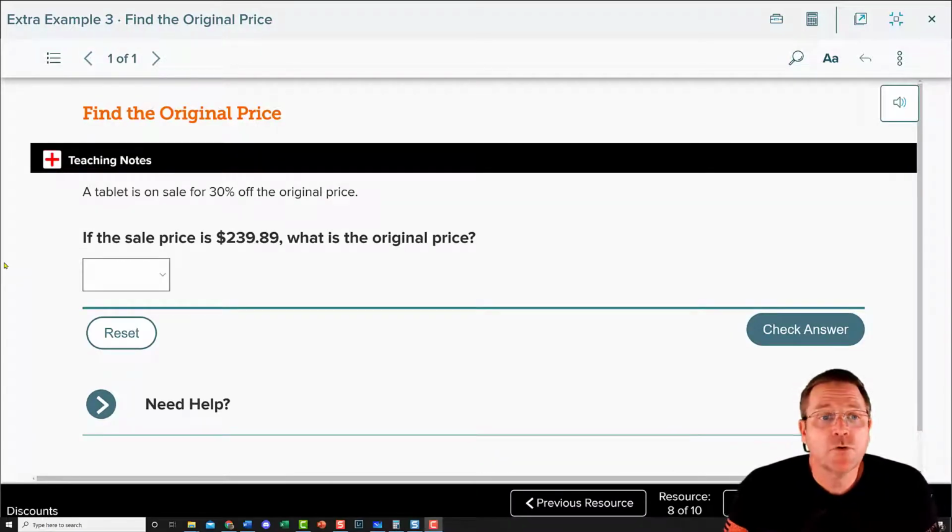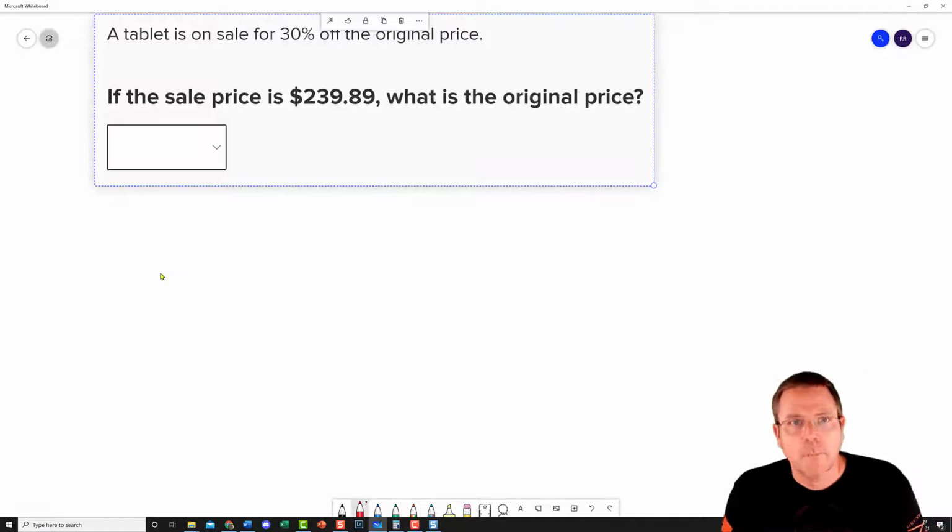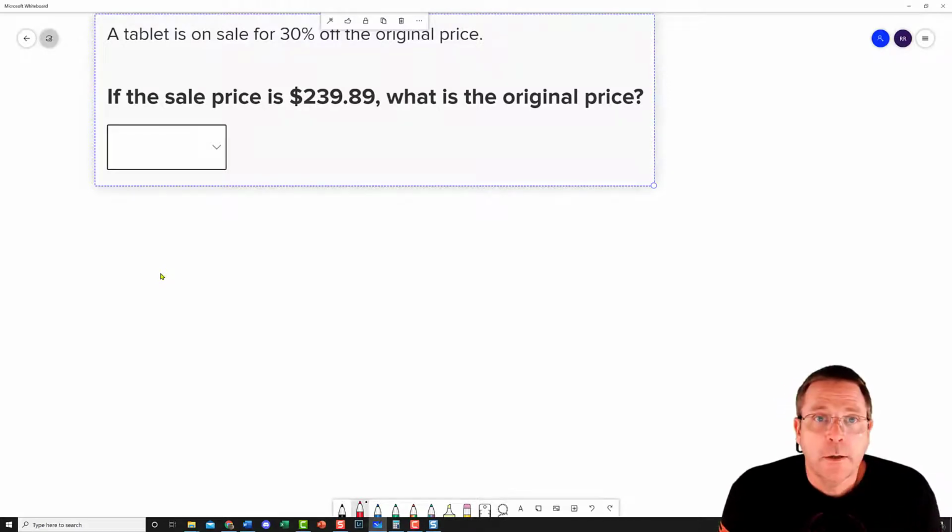Alright folks, now it's your turn again. Pause the recording and find out which one of those four numbers is going to be the original price on this tablet. Did you get the right answer? Let's see what I do.